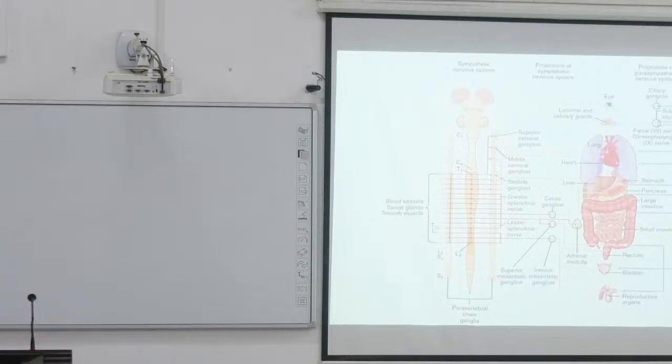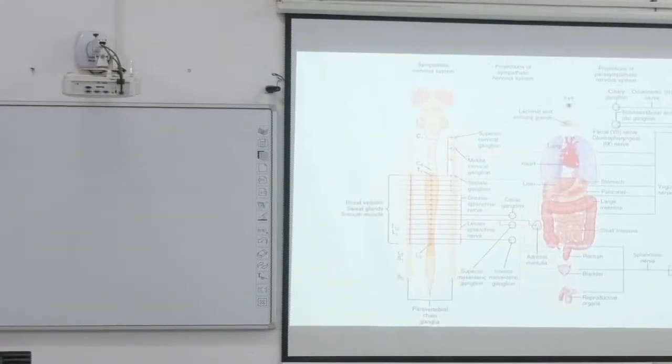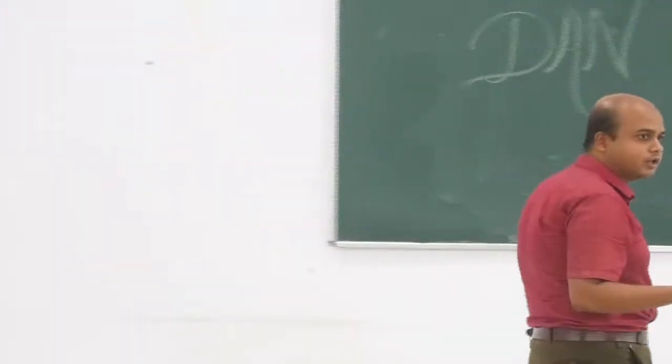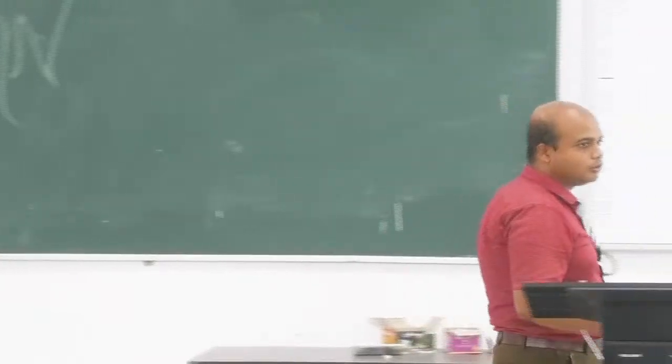Now there are some controls of the autonomic nervous system, which are the higher centers. Some you already know, the cranial nerve nuclei, those are controlling to one extent the parasympathetic nervous system. Which cranial nerve nuclei? 3, 7, 9 and 10. Okay, 3, 7, 9 and 10.